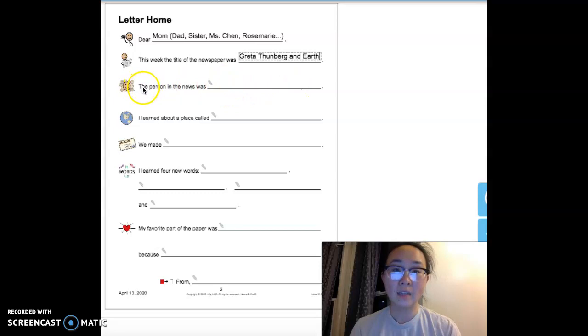The next sentence says, the person in the news was, so who was the person that we talked about? If you look on your webbing page under who, it should tell you. The person in the news was Greta Thunberg.